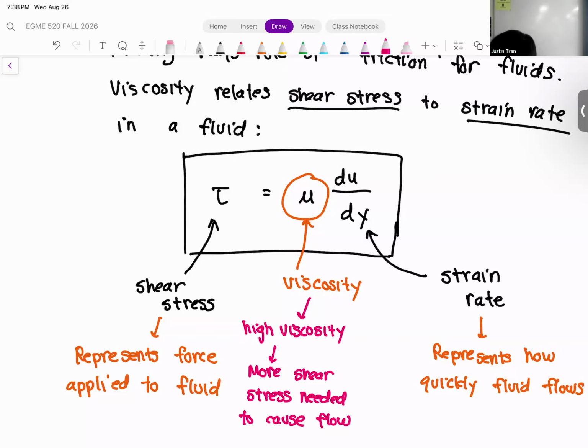Where on the other side, if you have a low viscosity, I apologize, it's getting a little bit messy. Hopefully you left a bit more space. A low viscosity means that you can have higher flows with less shear stress. Or in other words, you don't need as much shear stress to cause the fluid to flow.